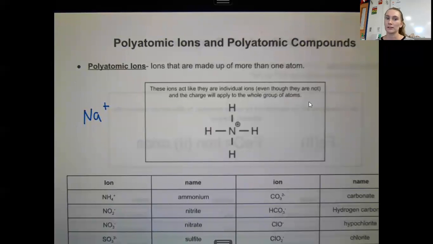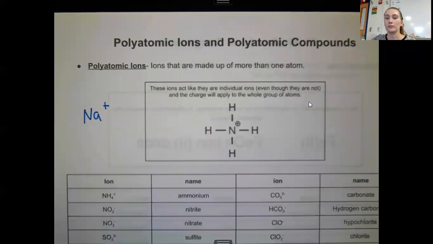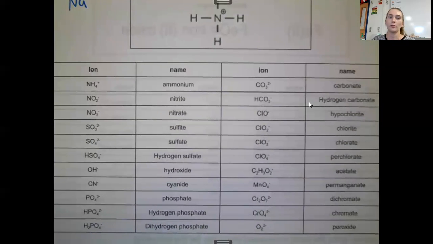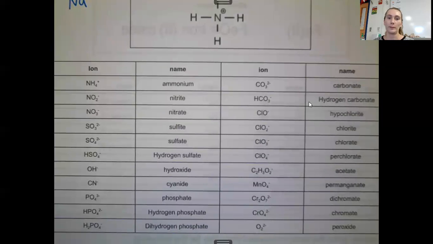These typically act like an individual ion, even though they're not. We know that they're multiple elements combined, but they act the same way a binary compound would if you had 2 different things together. So the charge applies to the whole group of atoms. Now I've listed a bunch of different ones down here. These are all the common polyatomic ions that we use.